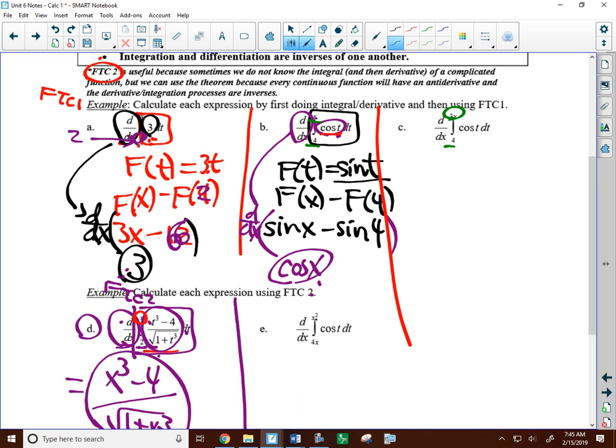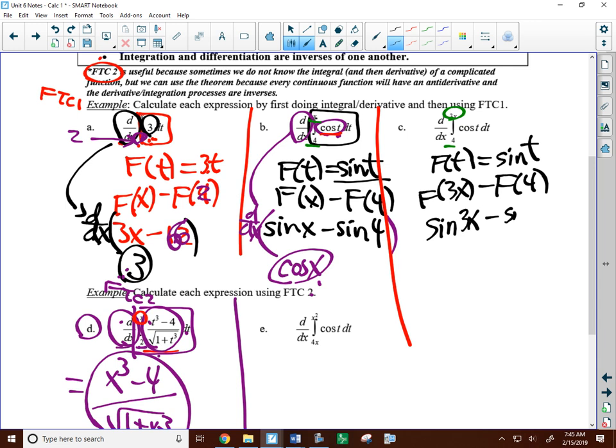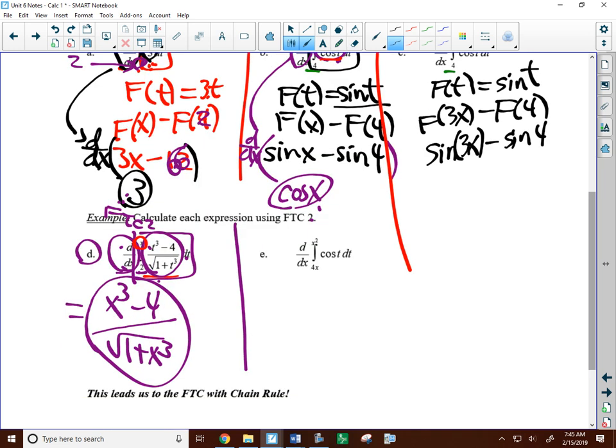So let's see what happens. Everything else is the same up to like the very end, right? So I'm just writing down from B. The antiderivative is sine of t. Then we're going to do f of 3x this time minus f of 4. And so now we plug them in. So it's going to be sine of 3x minus sine of 4. So there's a little difference there. It's 3x instead of x.